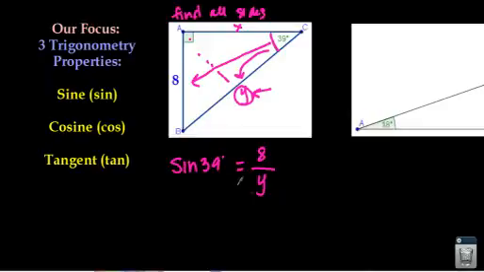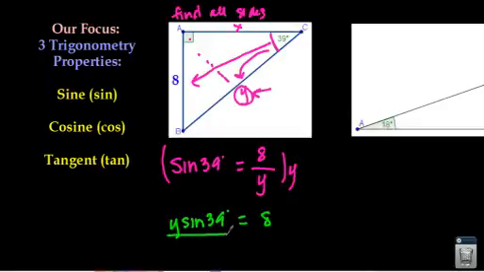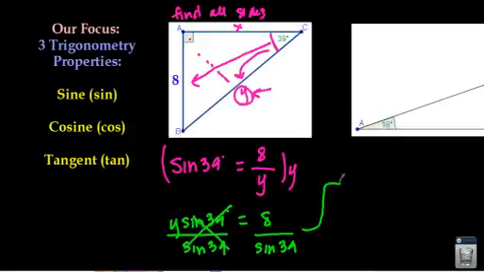I'm going to multiply both sides by y. So I have y times the sine of 39 degrees equals 8. Now I'm going to divide off the sine of 39 degrees. By the way, as a reminder from your other trig classes, you cannot break up sine and 39 degrees. They are attached together. They don't ever separate. So that goes away here, and now we know that y is equal to 8 divided by the sine of 39 degrees.